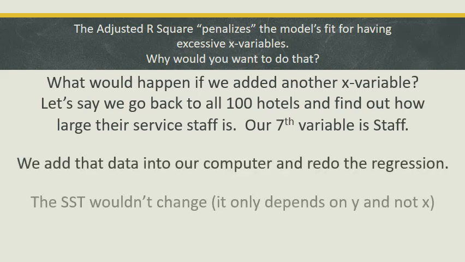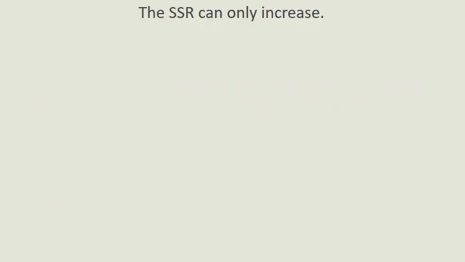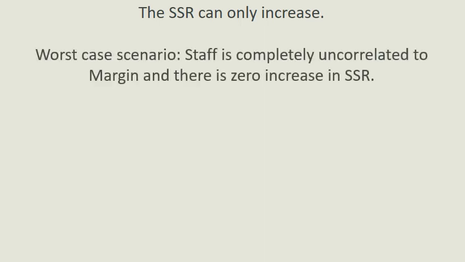If we enter the data into the computer and redo the regression, then the total sum of squares wouldn't change. It only depends on y values and y bar. Adding another x variable would have no effect on this number. But here's the important thing. The regression sum of squares can only increase. If we add another x variable into the model, then the SSR cannot go down. At worst, it will just stay the same.